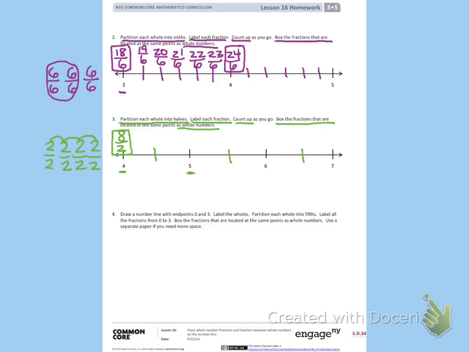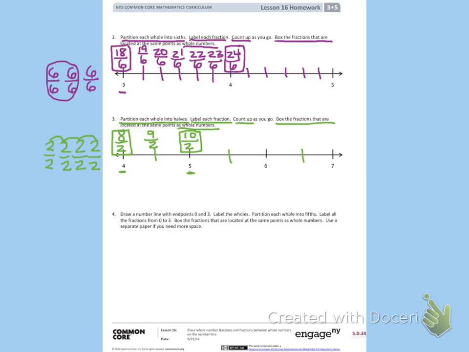Now I will continue labeling the fractions. 9/2. Oops, I better fix that. 9/2. 10/2. Look there. 10/2 is the same as 5 wholes. So I'll box it. You go ahead and keep counting up and labeling the fractions. Don't forget to put a box around the fractions that are the same as a whole number.